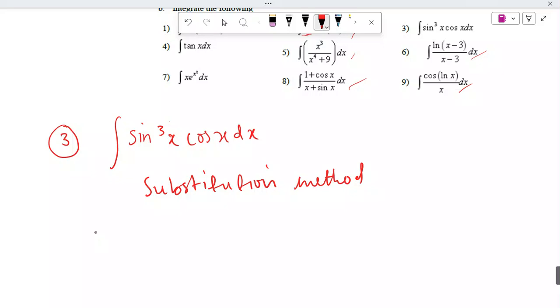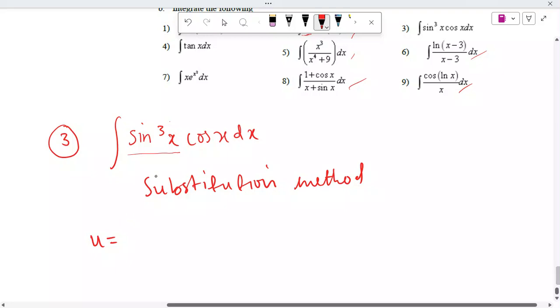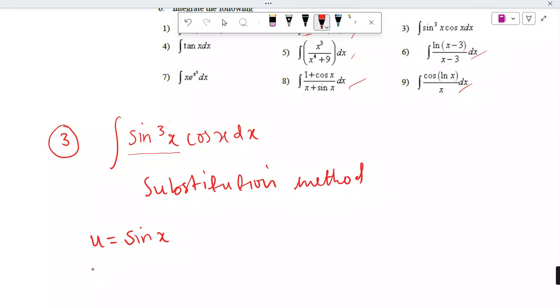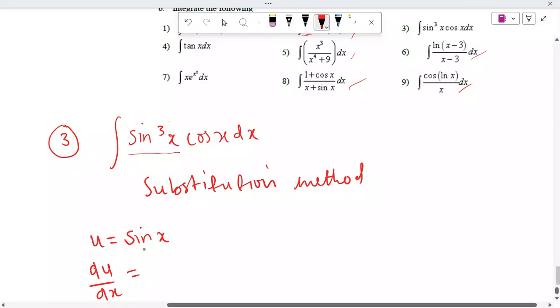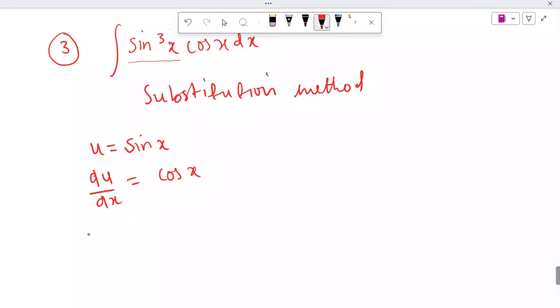How do we solve it? If you see, the one which is difficult to integrate here is this value here, so that's the one we have to deal with. This time we're not saying u equals sine cubed, no. We just say u equals sine x. Same thing, we calculate du over dx, we differentiate u with respect to x. So du over dx equals, if you differentiate sine, what is it? Cos x.